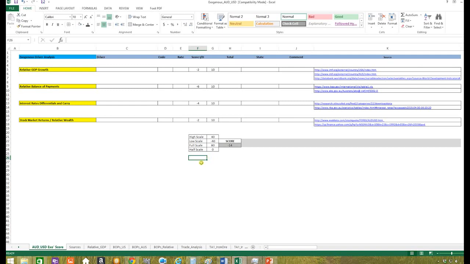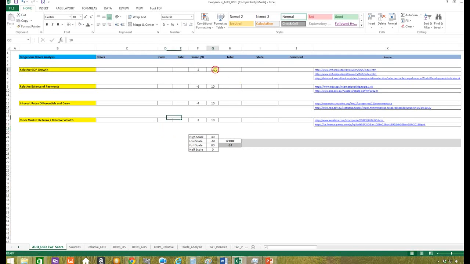So if you navigate now to the file Aussie dollar US dollar exo score, you'll see here that we have our four exogenous drivers and our scorecard for each. Each of our drivers is coming in at a minus number, so deflationary for Australia, and presenting us with a short bias on the Aussie dollar US dollar.